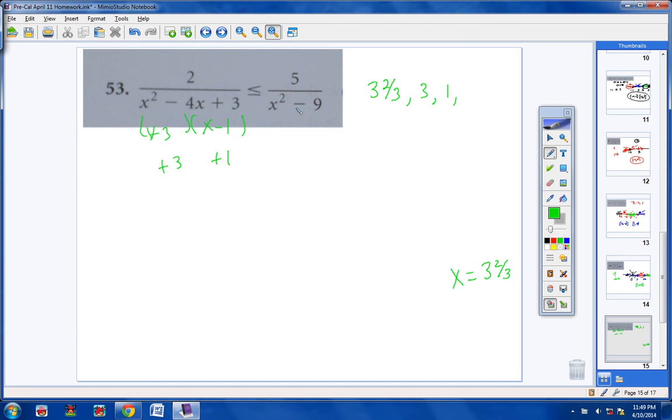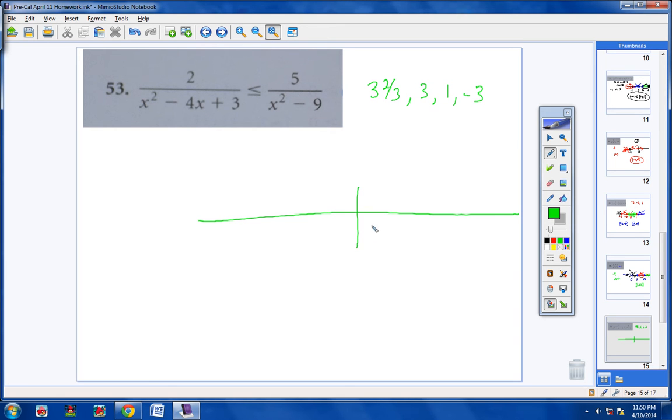And then also, what would make this denominator here undefined, or this fraction? Well, the factorization was x minus 3, x plus 3. And of course, that means that positive 3 is one of the numbers that would make this denominator undefined, and also a negative 3. And we already have a positive 3, so we're just going to add a negative 3. So we have here 4 critical values, okay? 4 critical values.